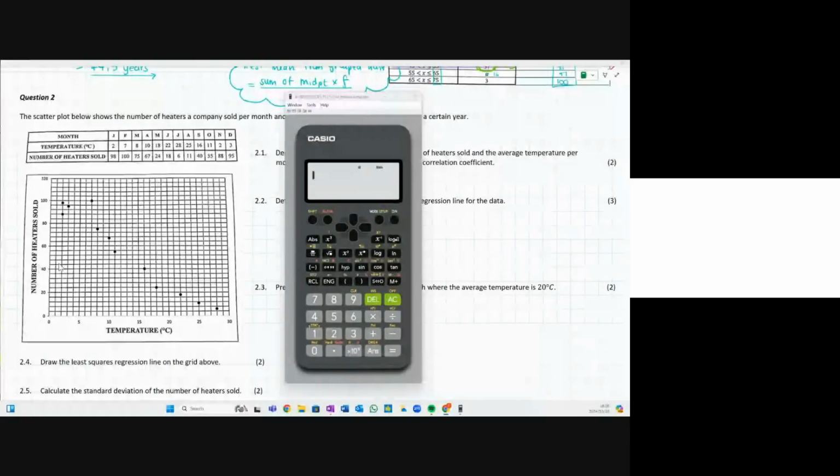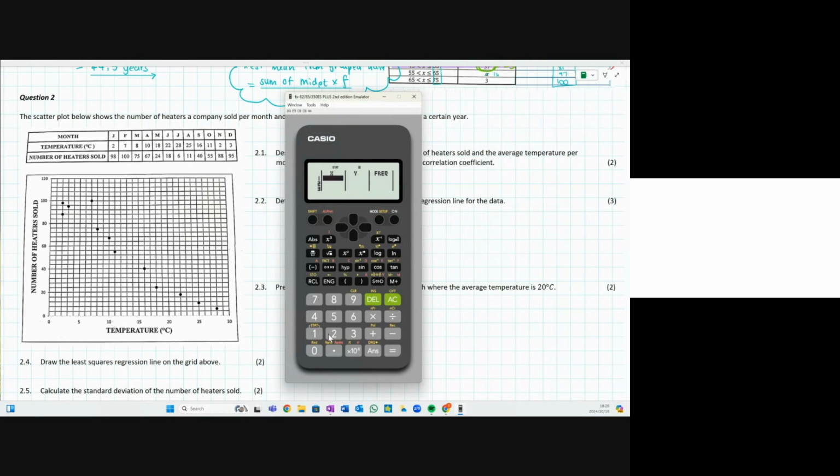Okay, there we go. So we're going to fill in our data. Mode, stat. Because it is bivariate, we go to this option 2, a plus bx, because that's talking about least squares regression line, which is a scatter plot, which is bivariate. So option 2, and then you've got x and y. Now, grade 12, it doesn't have x or y here, but your first set of information will be x. So temperature is x, number of heaters sold, y, and we just fill in the data.